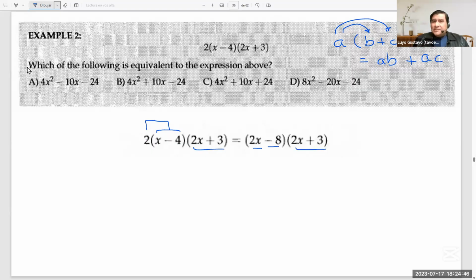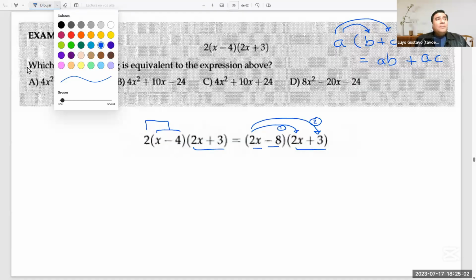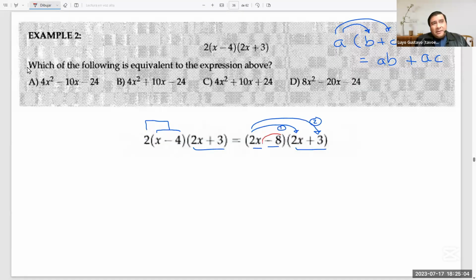How do we do this? Follow the rule. First you multiply this and this. Number 1. Then multiply this and this. Number 2. Then multiply this term by this. Number 3. And finally, this one by this. Number 4. So you will have totally 4 products. If we do this, what do we get? We get this.